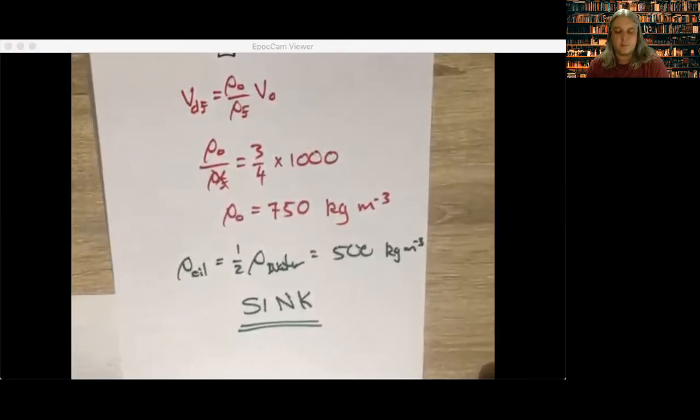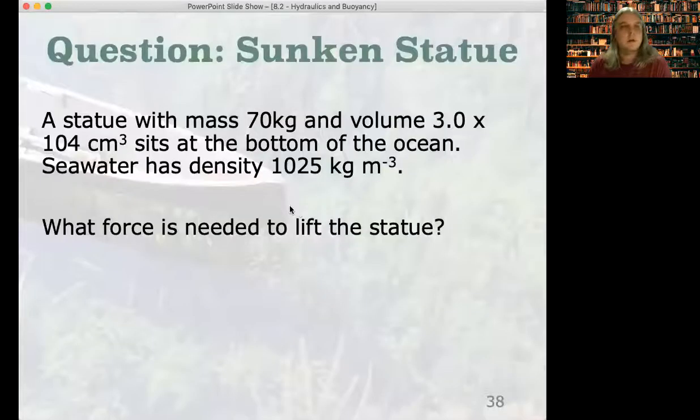And there is actually one more question, which I will jump over to now. We have a sunken statue. A statue with mass 70 kilograms and volume 3 times 10 to the 4, that should be a 4 up in the exponent, 10 to the 4 centimeters cubed sits at the bottom of the ocean.